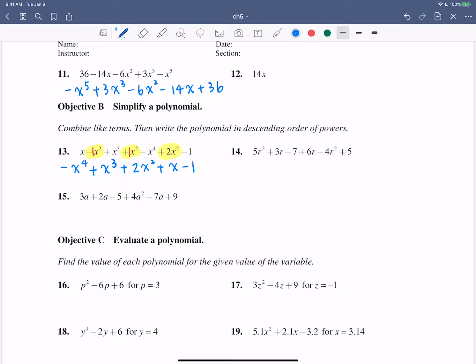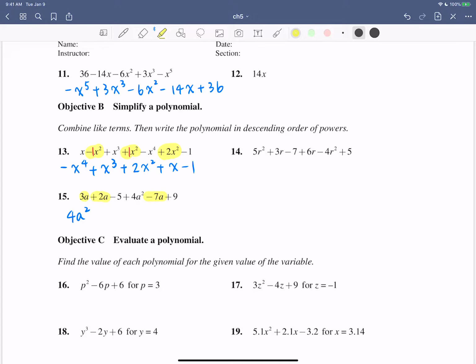Number 15. Again, we only have one variable here, so we only need to pay attention to the variable and the exponent. The highest degree in this expression is the 2nd degree, 4a². And then we look for the 1st degree. We have multiple 1st degrees. It's probably a good idea to highlight them, including the sign in front of it.